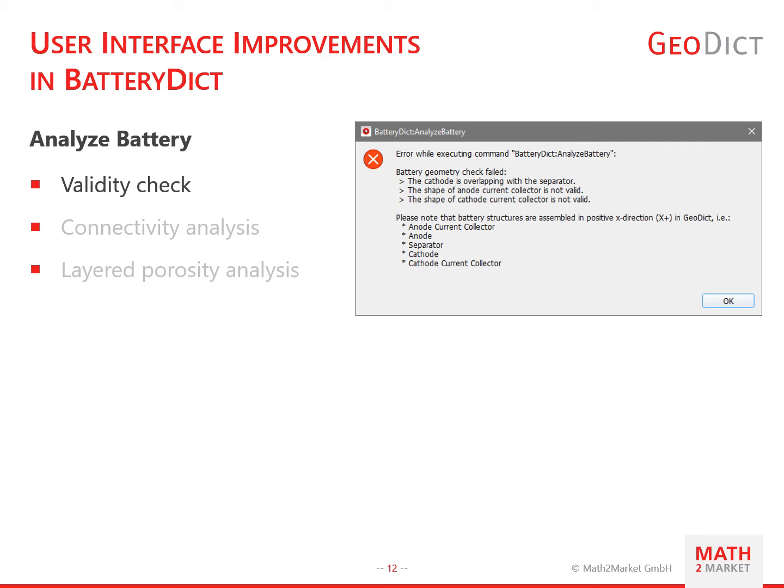First, the validity of a battery is checked. The current collectors and separator must be planar, such that the simulations can be performed in X direction. If this is not the case, then you get an error message as shown here in this example.